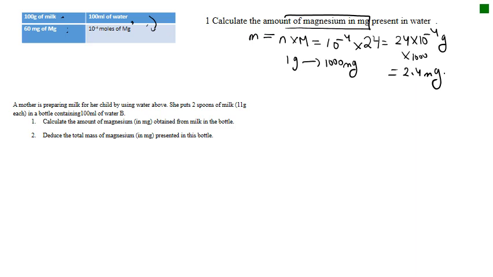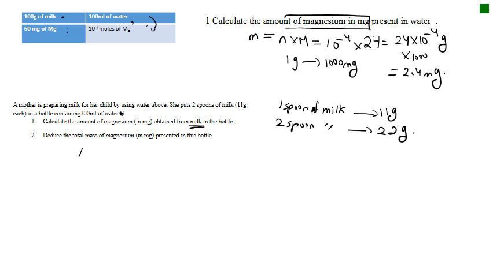If a mother is preparing milk for her child using this type of water, she puts 2 spoons of milk. Each spoon has 11 gram, in a bottle of 100 milliliters of water. How can we calculate the amount of magnesium obtained from milk alone? We have to calculate the mass of magnesium which is obtained from milk only. One spoon of milk weighs 11 gram. So 2 spoons of milk has 22 gram. The mass of 2 spoons of milk is 22 gram.